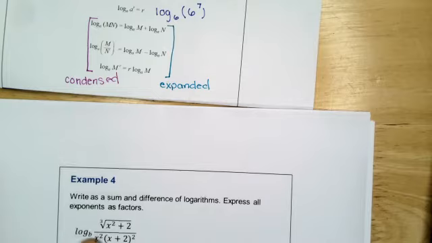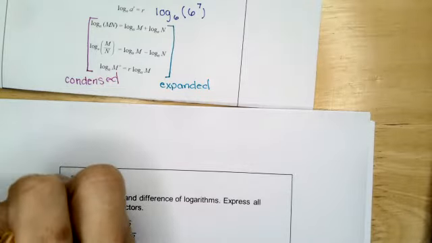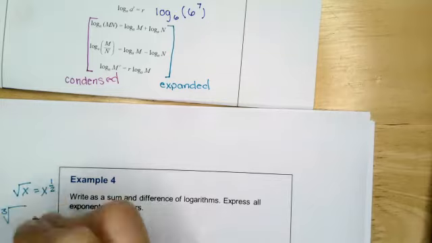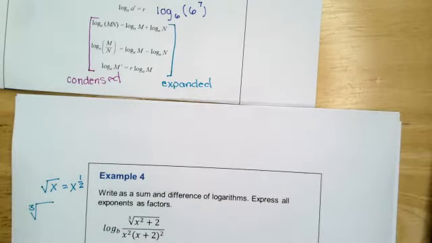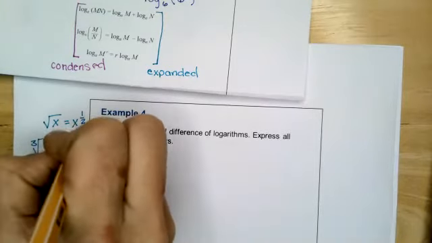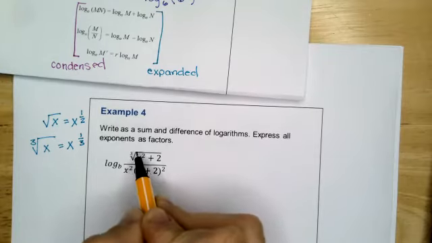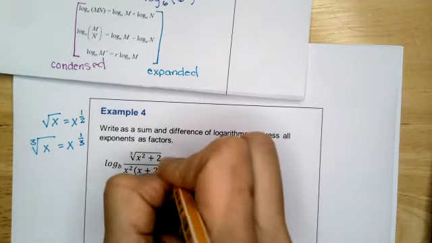Okay, here we have log base b of a fraction, the cubed root of x squared plus 2 over x squared times x plus 2 squared, right? So just like we said that this can be written like this, we also know that the cubed root of this can be written as x to the 1/3, right? Okay, so I'm probably going to change the cubed root to an exponent.